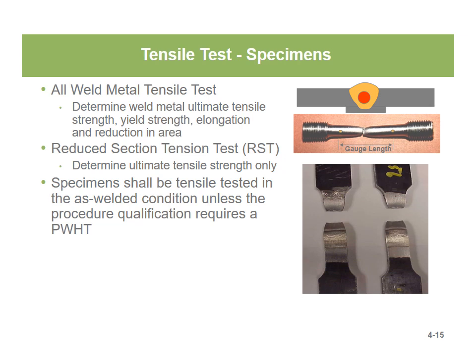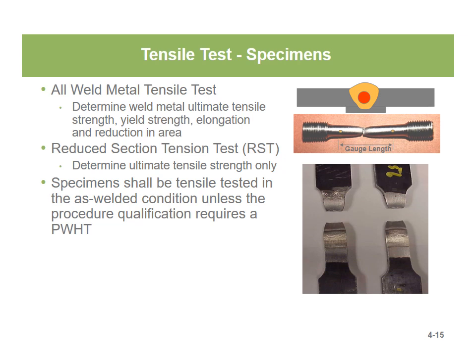Tensile test specimens. You can see that we've got an all weld metal tensile test here. You can see the red dot on the top illustration is where the tensile test was cut out of the weld. An all weld metal tensile test is used to determine weld metal ultimate tensile strength, yield strength, elongation, and reduction in area. The reduced section tension test determines the ultimate tensile strength only. Specimens shall be tensile tested in the as welded condition unless the procedure qualification requires a post-weld heat treat.